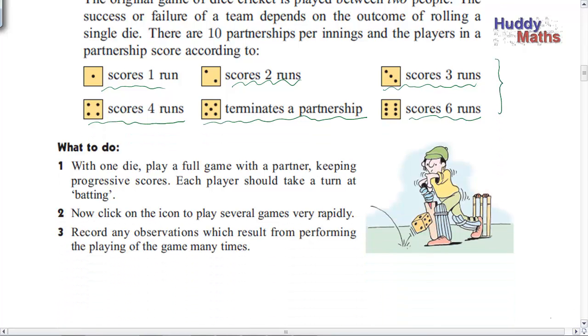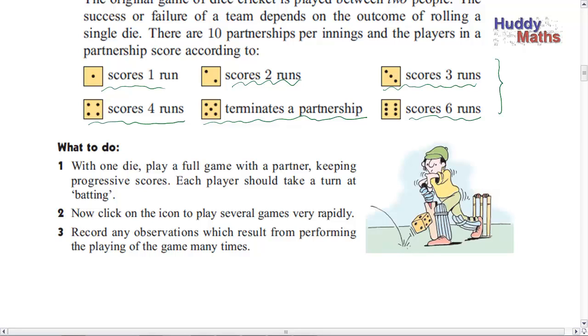I want you to play it with a partner, and there are the instructions. You're going to play one full game, so that's 10 partnerships. Keeping scores, each player should take a turn at batting. You can click on the icon in your book if you want to play games more quickly. So that's going to be an electronic simulation, isn't it? Does it also suffer from the problem that this one does? Think about that.